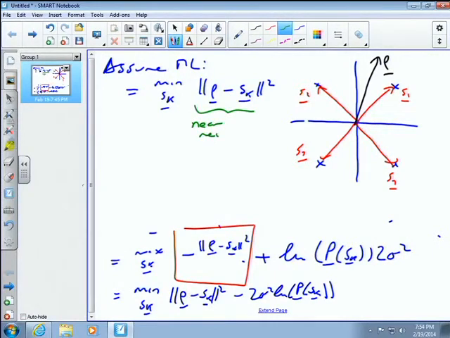Nearest neighbor to rho. So who's the nearest? Well, this guy. He has the smallest distance. Because this guy here, no. This guy here, absolutely not. He's not the smallest. And this guy here.